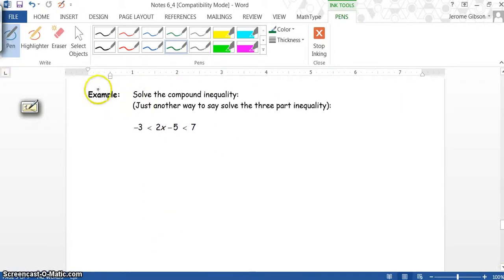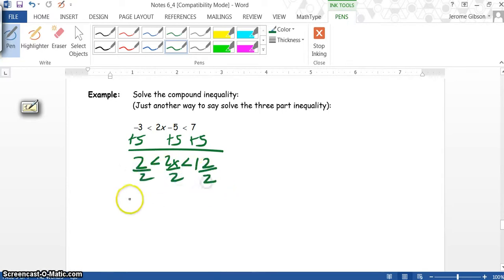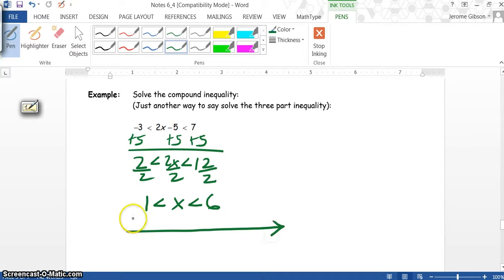Now we come to our next problem. It says solve the compound inequality. Now it did not ask us to graph it, but I'm still going to graph it anyway so you can see what the graph looks like. So we need to add 5 on all three sides. Negative 3 plus 5 is 2, which is less than 2x, which is less than 12. We divide all three sides by 2. So we have 1 is less than x, which is less than 6. Now we need to graph this.